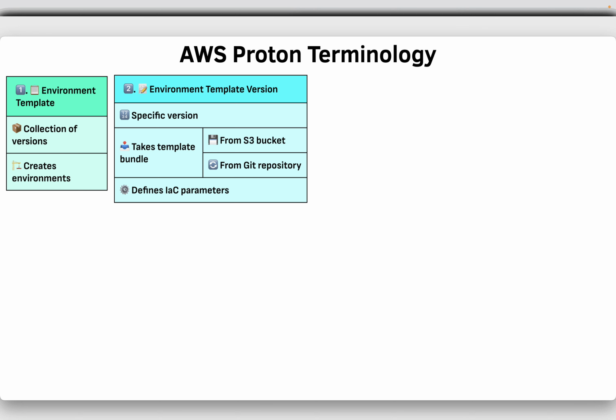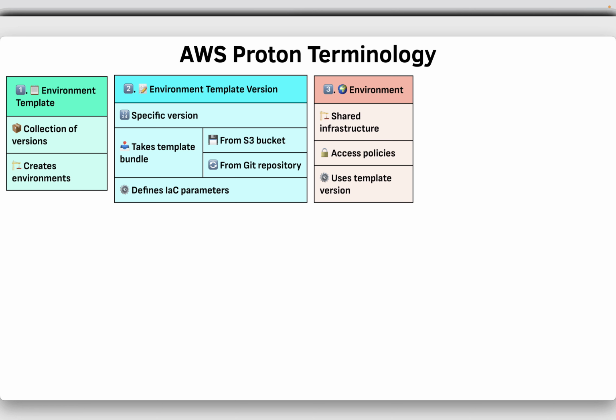The bundle specifies infrastructure as code, IAC, and related input parameters for AWS Proton environment. Then environment, the set of shared AWS infrastructure resources and access policies that AWS Proton services are deployed into. AWS resources are provisioned by using an environment template version invoked with specific parameter values. Access policies are provided in a service role.